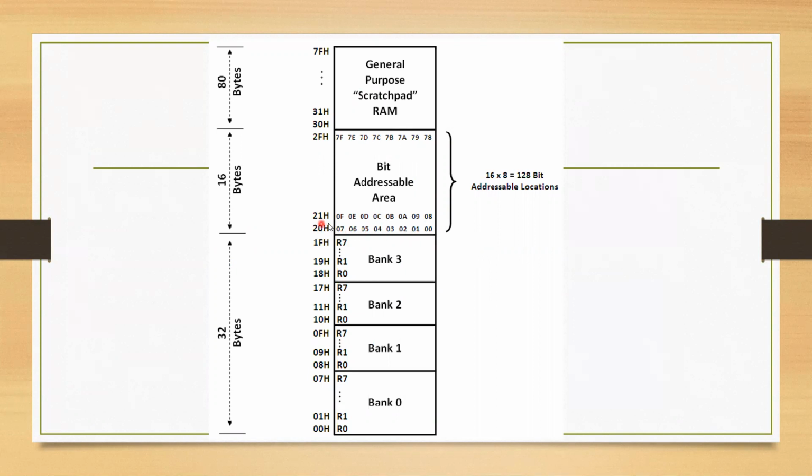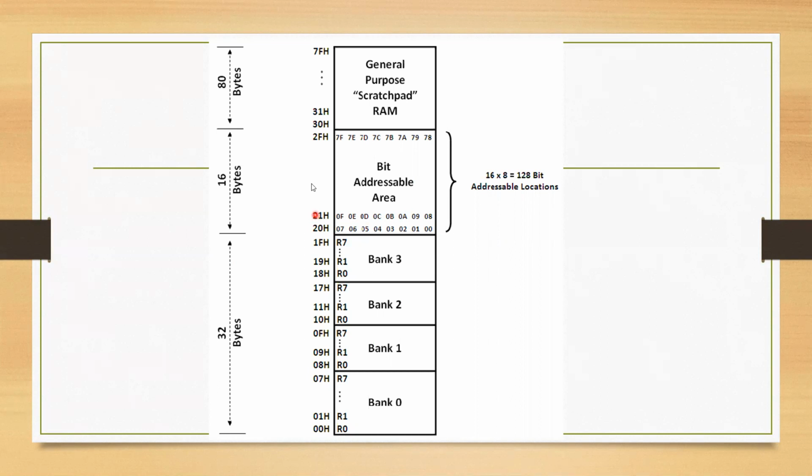Each byte contains 8 bits. The byte address 20 hex contains 8 bits, and the address of each bit is 00, 01, 02, 03, 04, 05, 06, and 07. Likewise, byte location 21 contains 8 bits, and they are given the addresses from 08 to 0F.